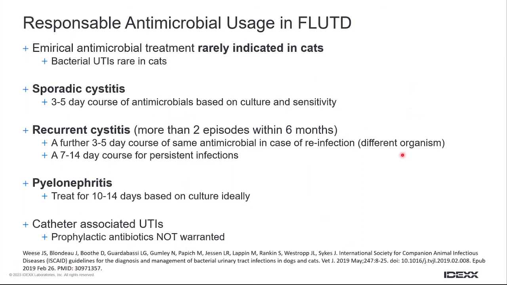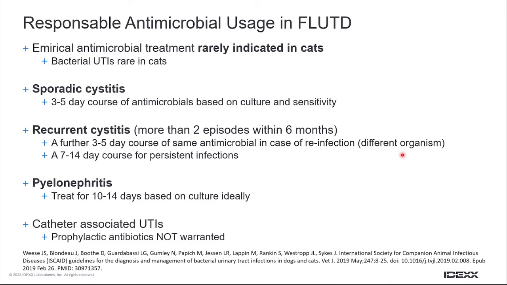So I also just wanted to take the opportunity to remind you about responsible antimicrobial usage in FLUTD. I certainly know in the practice where I work, some people are a little bit quick to reach for antibiotics. And as I've just explained, for FLUTD cases, which are the symptoms of urinary tract disease, it's actually quite uncommon that it will be a bacterial UTI unless there are comorbidities, unless it's an older female cat. So these are rare. So when you have a cat presenting to you with signs of FLUTD, reaching for antibiotics empirically is really not the right way to go.